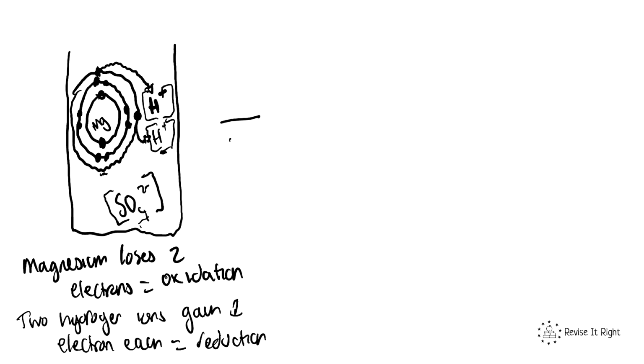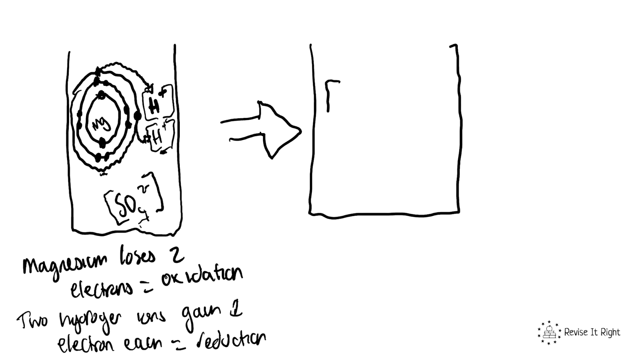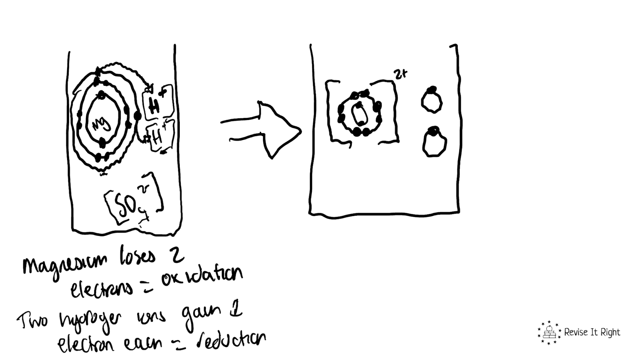So what that then forms is a magnesium ion, as it's lost 2 electrons. Okay, so the first shell would now contain 2, and the final shell would contain 8, as it's lost the 2 electrons in its outer shell, and this would now be a 2 plus ion. And those electrons have gone to the hydrogen to form hydrogen atoms. Now remember, a hydrogen atom only has 1 electron, so these have their 1 electron that they've got from the magnesium.